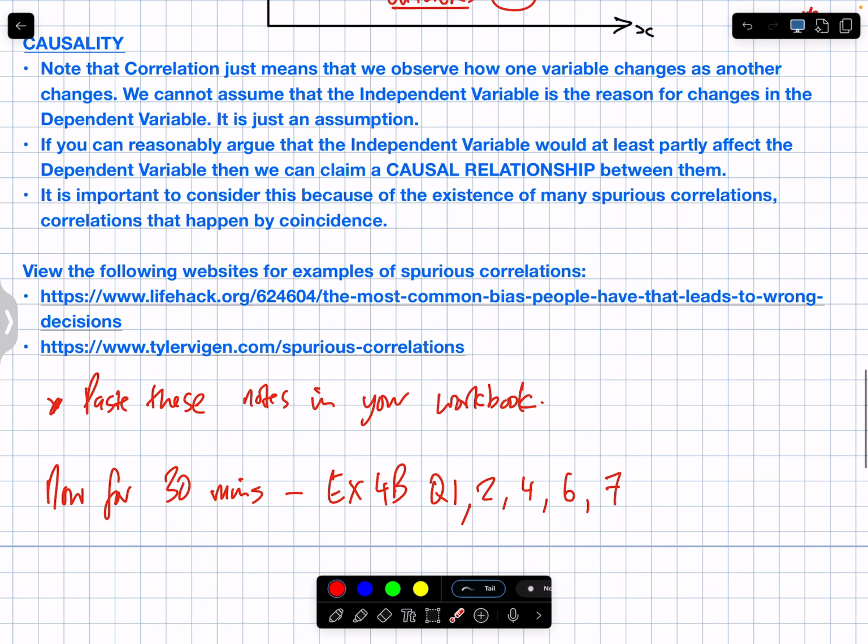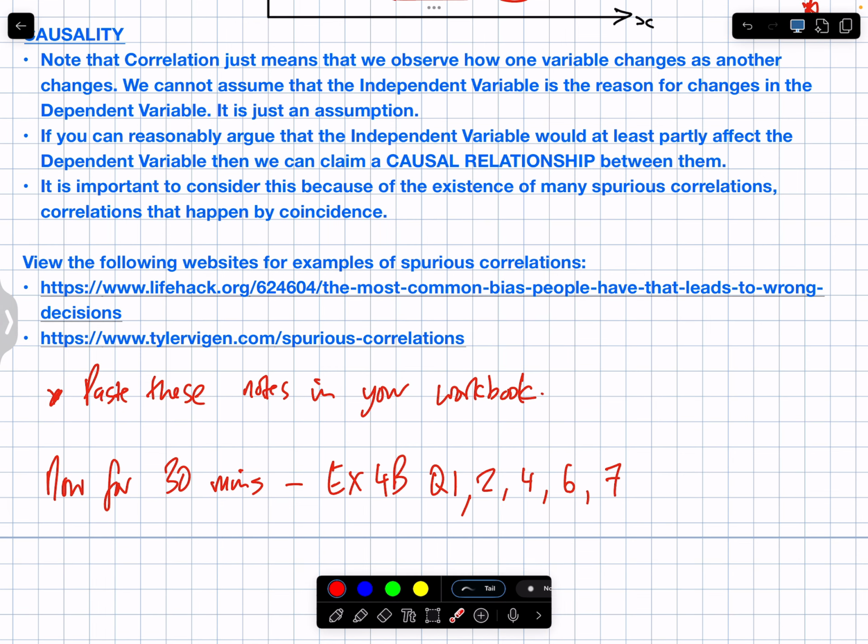I'll go through them. I won't do them recorded because some of the spurious correlations reference some sketchy stuff. So I'll show that off the video. But after we've looked at these links, I'd ask you to paste your notes in your workbook and do these exercises for half an hour. So I'll stop the recording.